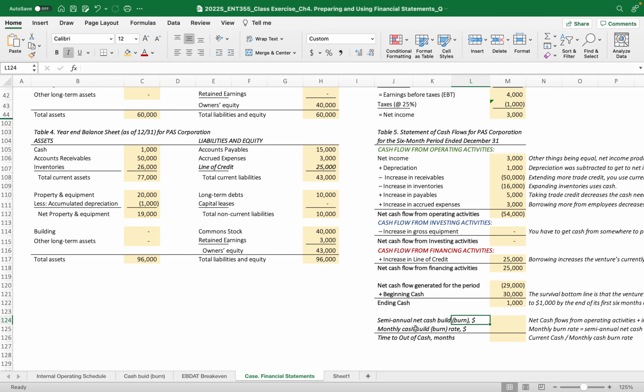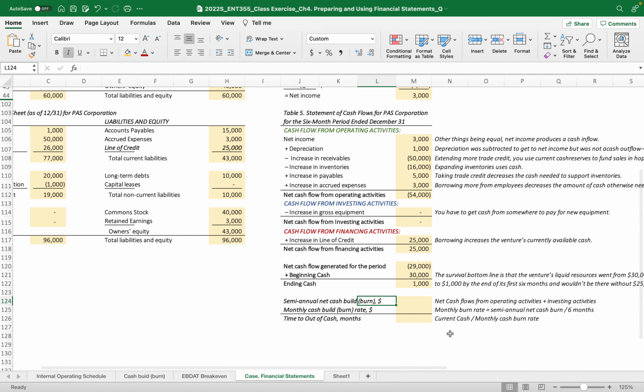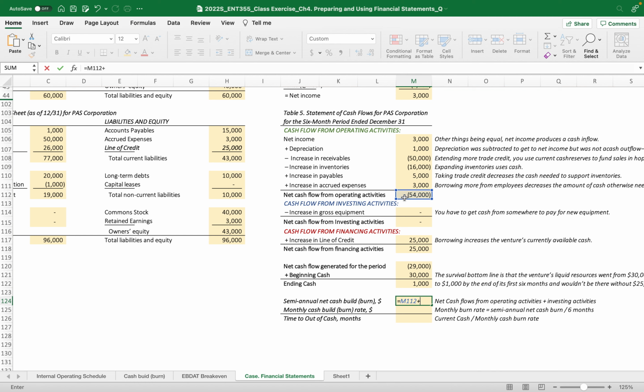Now, semi-annual net cash build or burn. So how do we calculate this, the net cash build? Right, the operating activities plus investing activities. So 54,000. And then monthly cash build or burn. So we have the $54,000 cash burn for 6 months, right? That is a serious problem. And then 54,000 divided by 6. Every month, this company used $9,000. That is the cash burn rate.